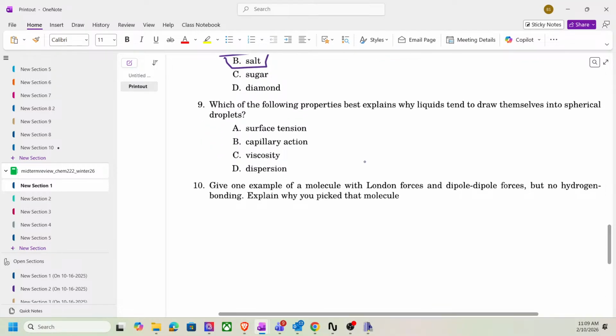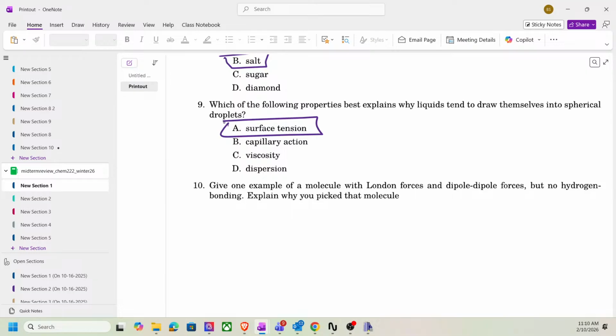Number 9, so another definition question. Which of the following properties best explains why liquids tend to draw themselves into spherical droplets? And so is this surface tension, capillary action, viscosity, or dispersion? What did we say? Sorry. Surface tension, A, excellent. Questions on that one? And again, we can think back to the penny demo for this question.